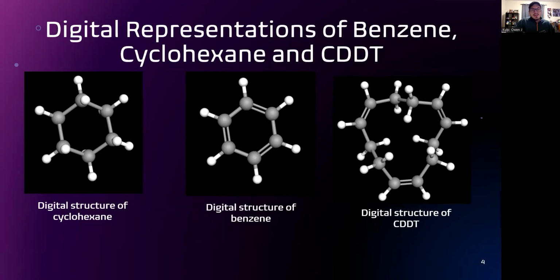And here we have 3D models representing cyclohexane, benzene, and CDDT. As you can see, they're all quite different, with cyclohexane having an extremely flexible structure, where benzene has an extremely rigid structure due to its double bonds. CDDT has properties present that are in both cyclohexane and benzene. However, for this reaction to occur, multiple smaller changes must happen first.